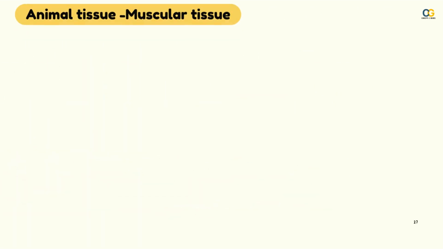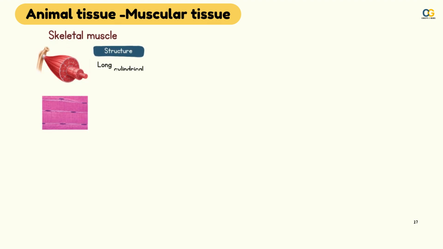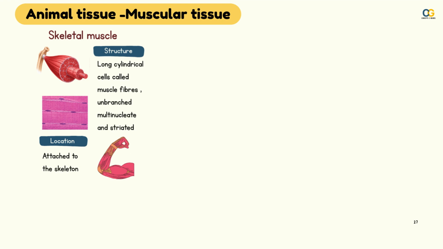Moving on to muscular tissue, we have three different kinds of muscular tissue, starting with skeletal muscle, who have long cylindrical cells that are called muscle fibers. They are unbranched and they are multinucleated, which means multiple nucleus, and are striated, which means having dark and light bands. They are mainly located wherever there is a skeleton and it is attached to that skeleton. The function is to control voluntary actions.